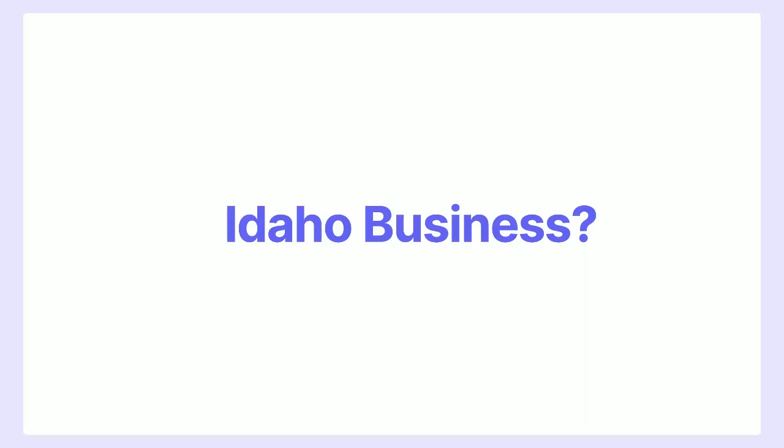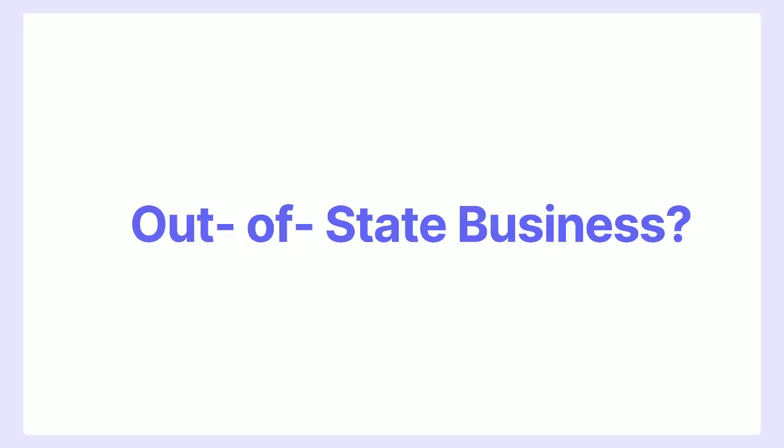The first thing is to know whether you're an Idaho based business or an out of state business. So, first up, if you operate or are based in Idaho, meaning that you have a physical location like a store, office, or warehouse here, then you are considered an in state business or an Idaho business. If you don't have a physical location in Idaho but are selling to customers, then you are an out of state business.